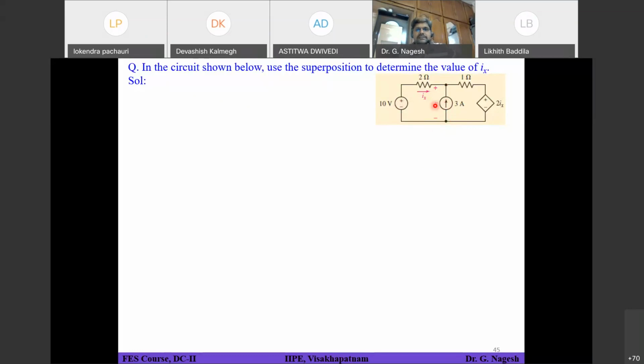At stage one, let's say I consider only the 10 volts voltage source. The independent current source is not going to exist in my circuit, which means I have to replace it with its internal resistance, which is infinite. That means I have to open circuit it. So the first circuit will be something like this: the outer loop will remain as it is, but there will be an open circuit at the center branch. That means the 3 amperes independent source will not be present in your network. That is stage one of your solution process.